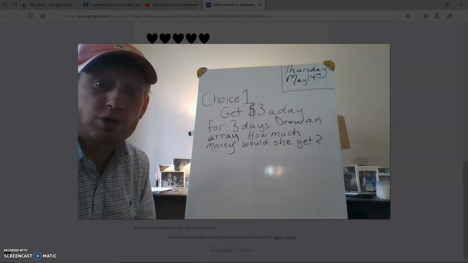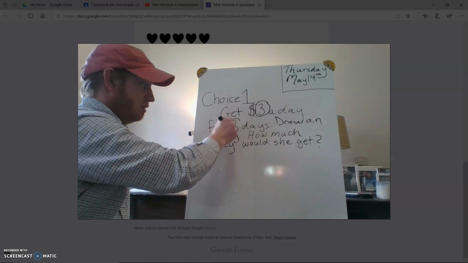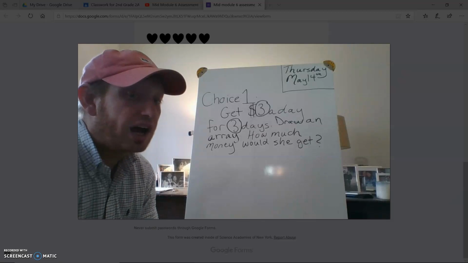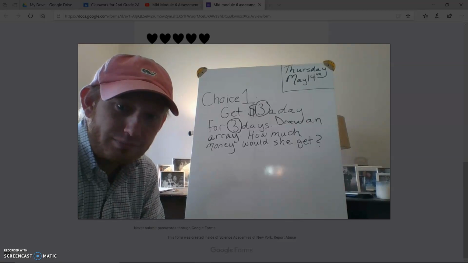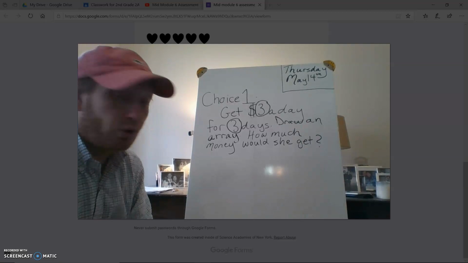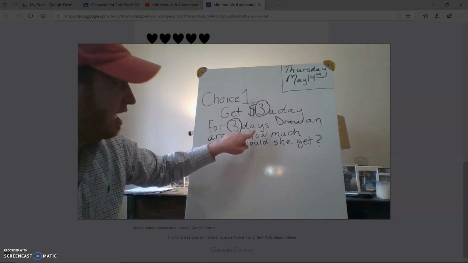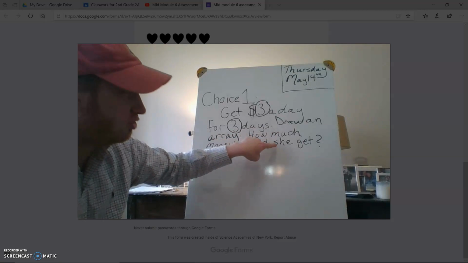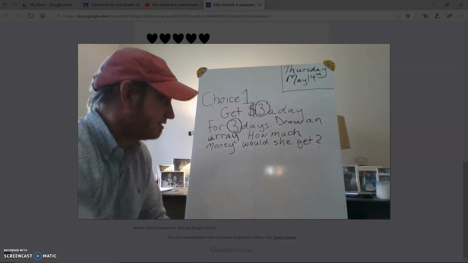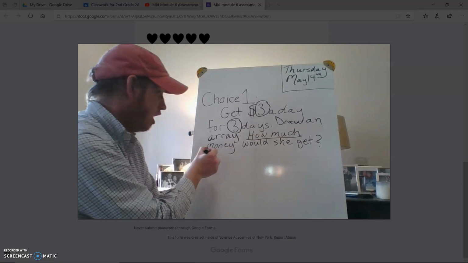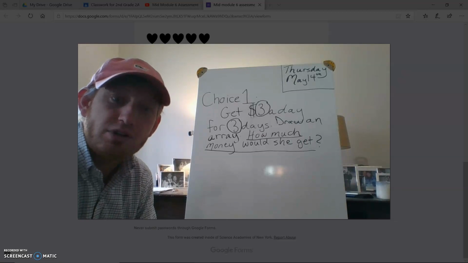So first thing I'm going to do is circle my numbers. I have $3 and I have 3. So I know that those two numbers are probably going to be used to answer the question. Then I'm going to underline the actual question. And the actual question says, how much money would she get? So that's what we're answering. So I'm underlining the question.